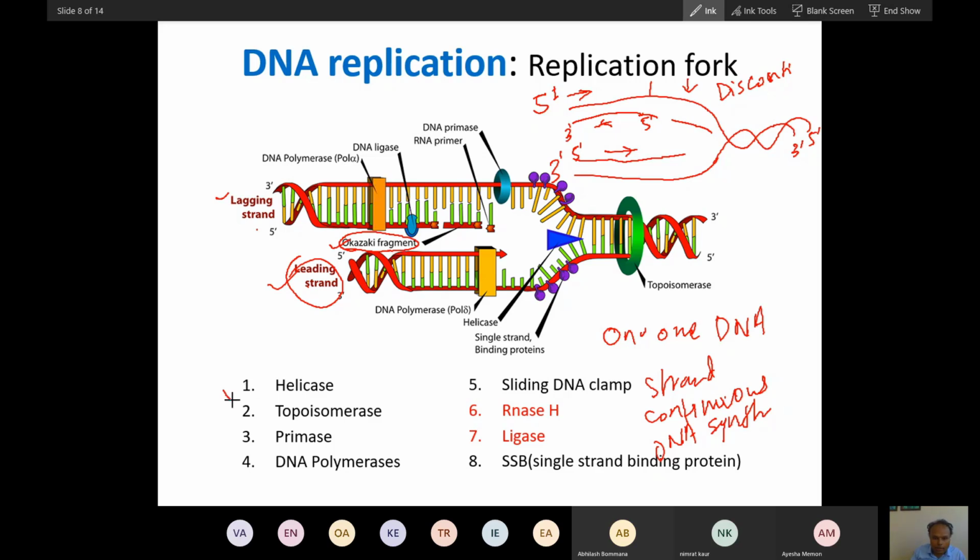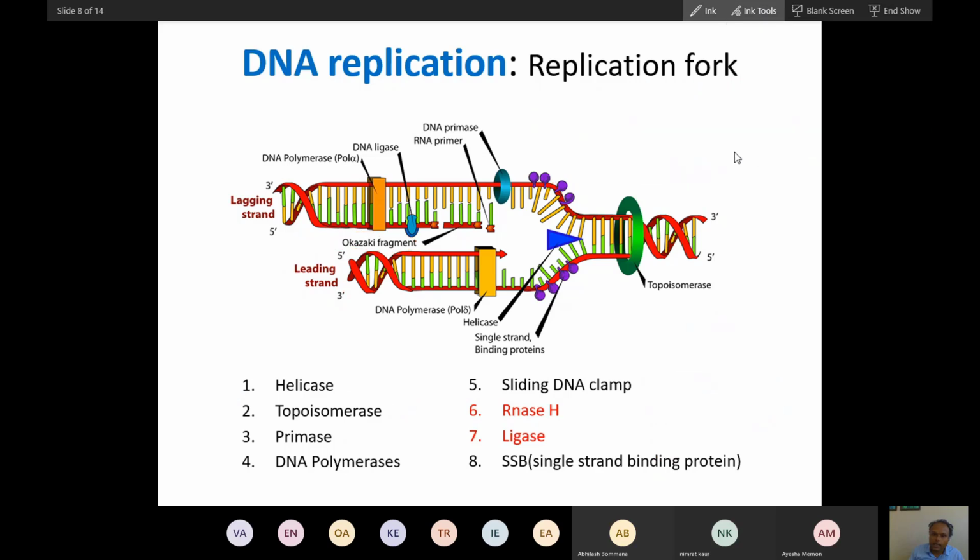So these are the enzymes and proteins you will see in this replication. First, helicase, which I have already told you. Then topoisomerase, which I have also told you about. After the opening, topoisomerase unwinds the tightening of the coil. And there is primase. One thing is that DNA synthesis does not start by itself.